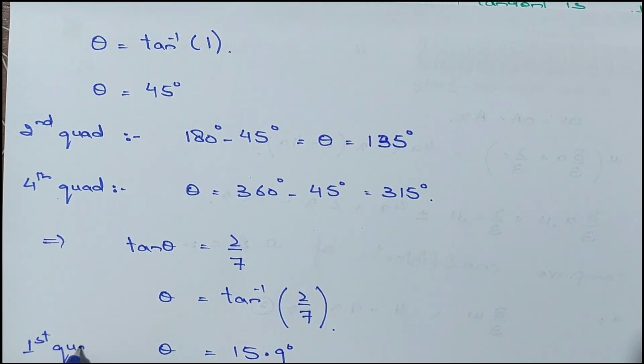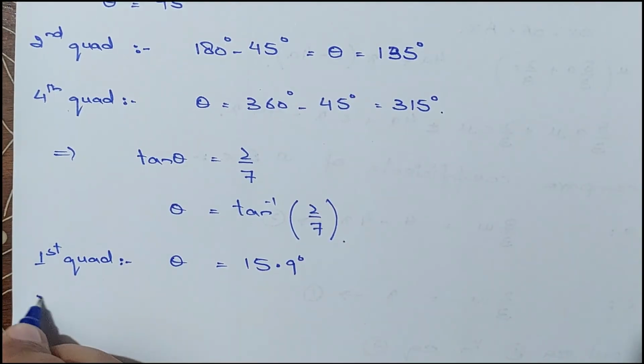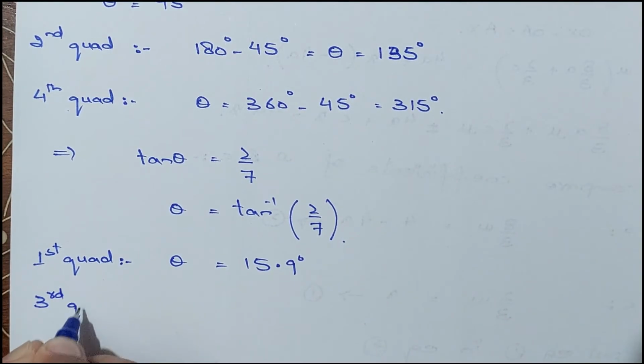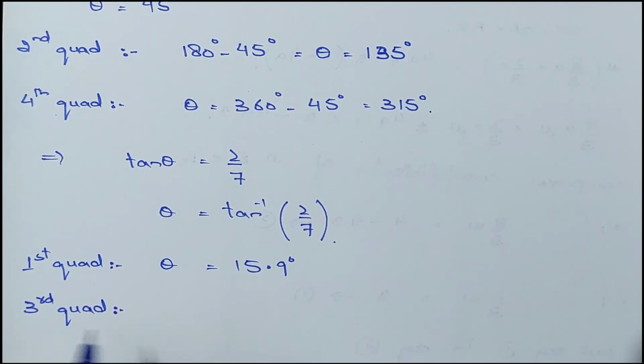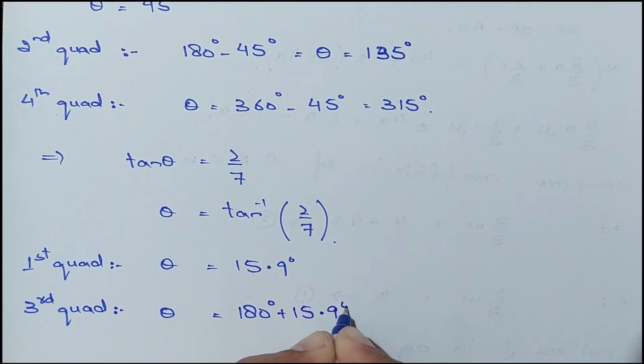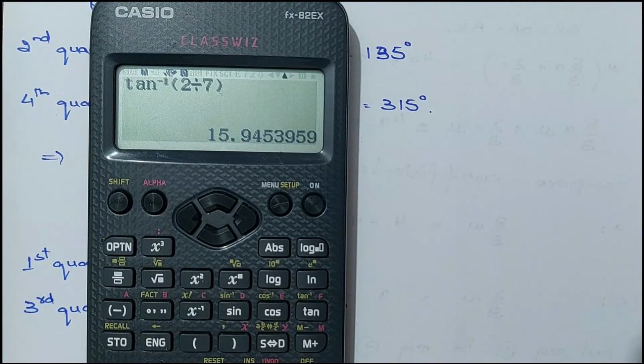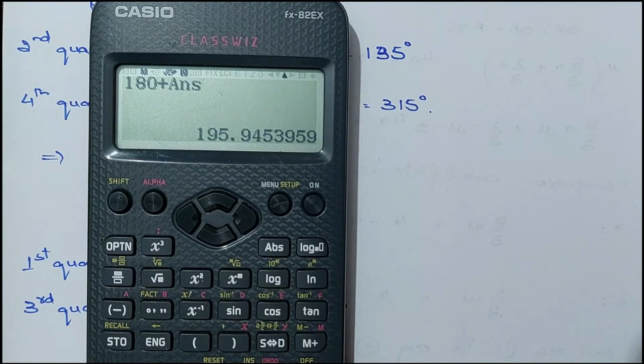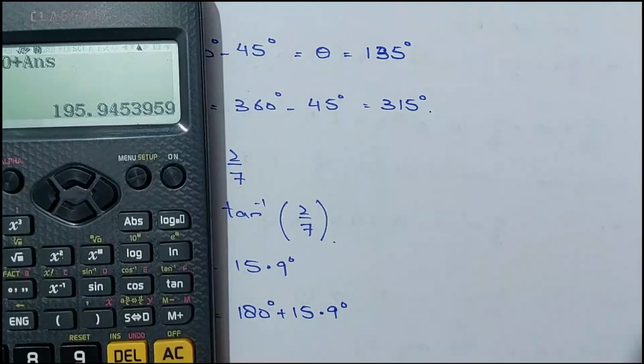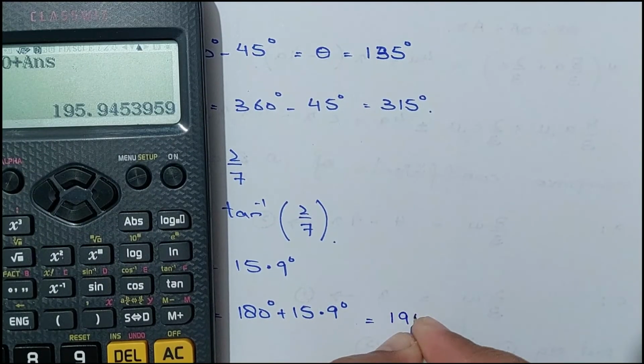And it is also positive in the third quadrant. So for the third quadrant, we have the operation which is 180 plus this value. Theta is 180 degrees plus this value. Okay, 180 plus the answer, which is 195.9, 195.9 degrees. Now let's look at the domain.